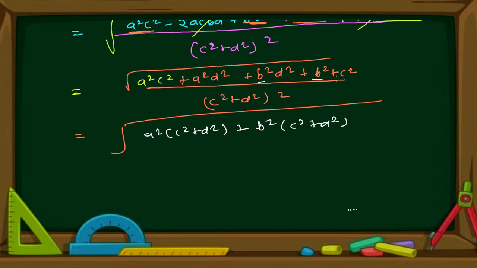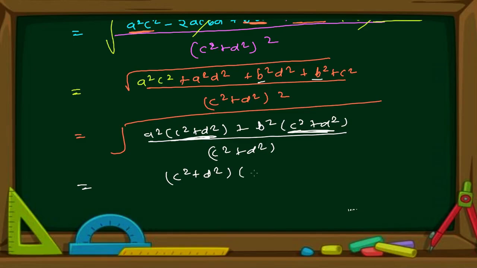I'm not writing d square plus c square because we just did that in the previous one, c square d square. All right, so now further, c square d square here also, c square d square here also. So what we're getting is c square plus d square common, and we're left with a square plus b square, divided by c square plus d square, all the square.